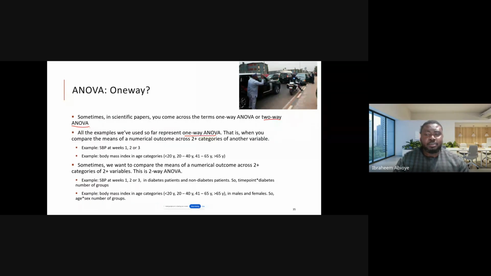Sometimes you would, but people talk about two-way ANOVA when they're comparing 2+ categories across 2+ variables. So they're making it a bit more complicated. You're not just looking at systolic blood pressure, you're also looking at maybe blood sugar, right? So that's one-way versus two-way ANOVA. I have never used it in my life.